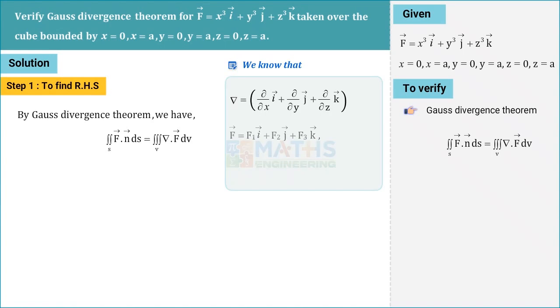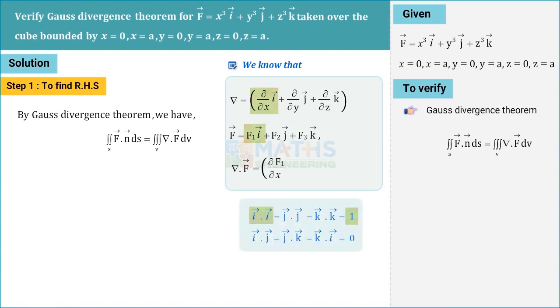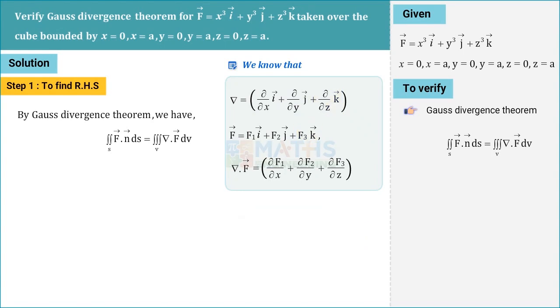Here we take the given F vector as f1 i vector plus f2 j vector plus f3 k vector. Then what is del dot F vector? We multiply ith component together. We get dou f1 by dou x plus we multiply jth component together, dou f2 by dou y plus we multiply kth component together, dou f3 by dou z. What is dV? dV is dx dy dz.